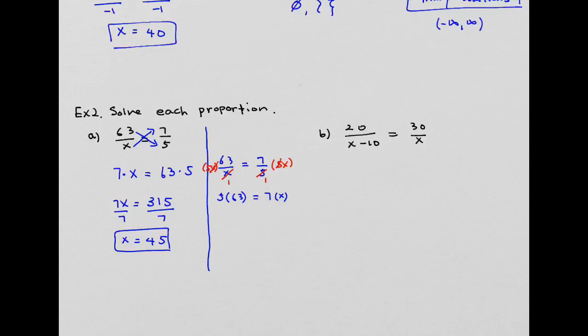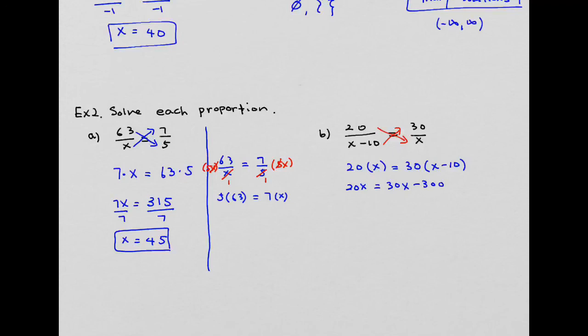So for that, if we were going to look at example B, and if you wanted to use the proportion method, because that's the example above, then we're going to use cross multiplication again. It means you're going to multiply 2 times x and 30 times x minus 10. And this gives you 20x. And when you distribute 30, you get 30x minus 300.